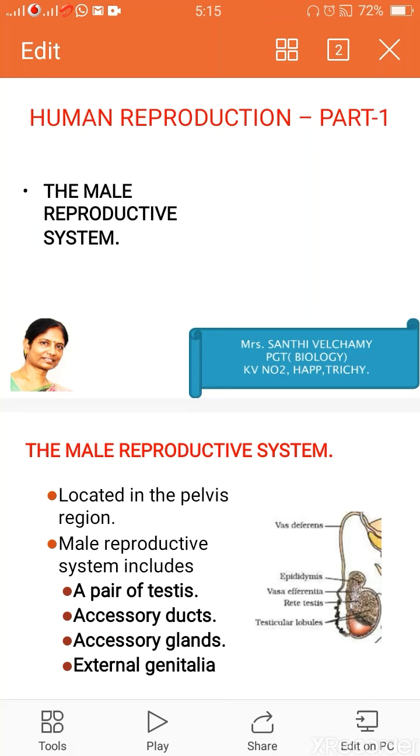So today we are going to continue chapter number 3, Human Reproduction. Part 1, we are going to see the male reproductive system. The male reproductive system produces sperms. It includes a pair of testes, accessory ducts, accessory glands and external genitalia.